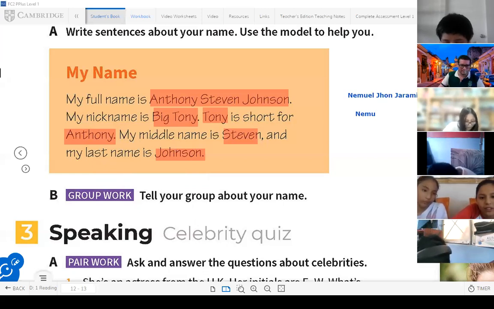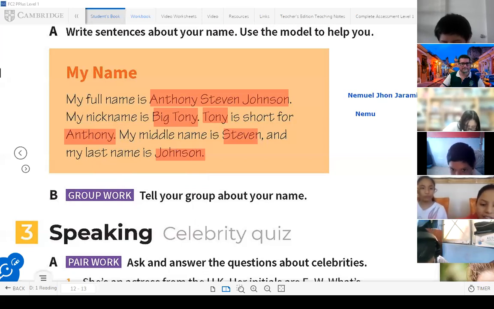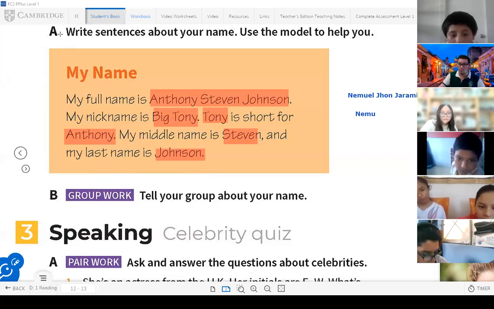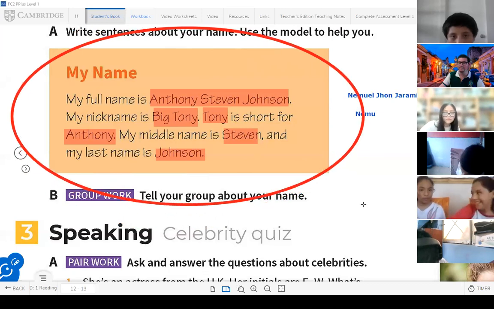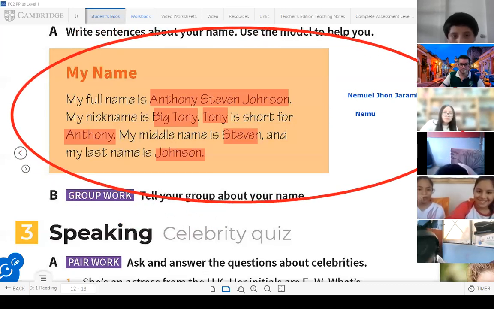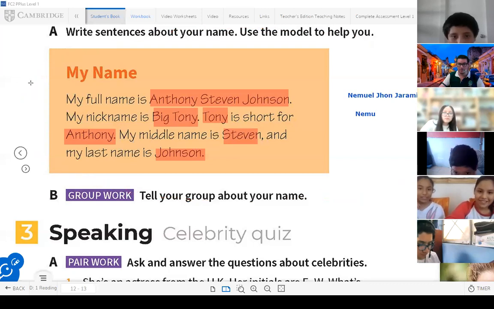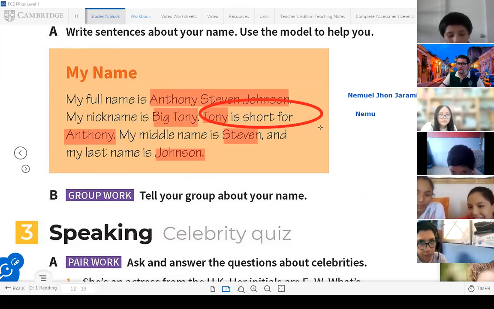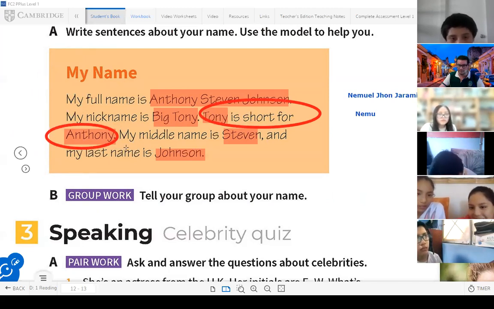Okay. Now, another student, another volunteer, who can tell me about his name? Nobody? Okay, well, but this is going to be a homework for you, ¿ya? Esto les voy a dejar como homework. Ustedes en casa van a escribir acerca de ustedes mismos, acerca de su name, ¿no? Van a especificar cuál es su full name, cuál es su nickname, y si ese nickname es el diminutivo o la forma corta de algún nombre, ¿ya?